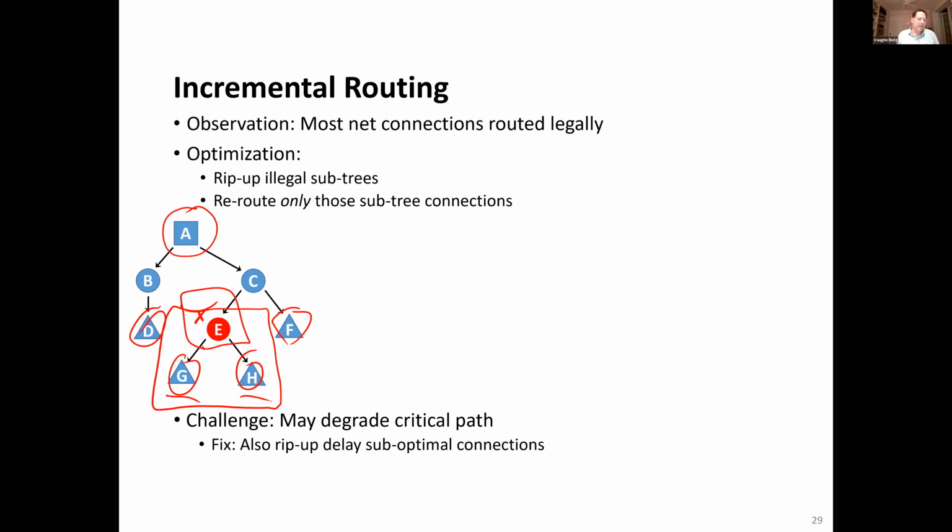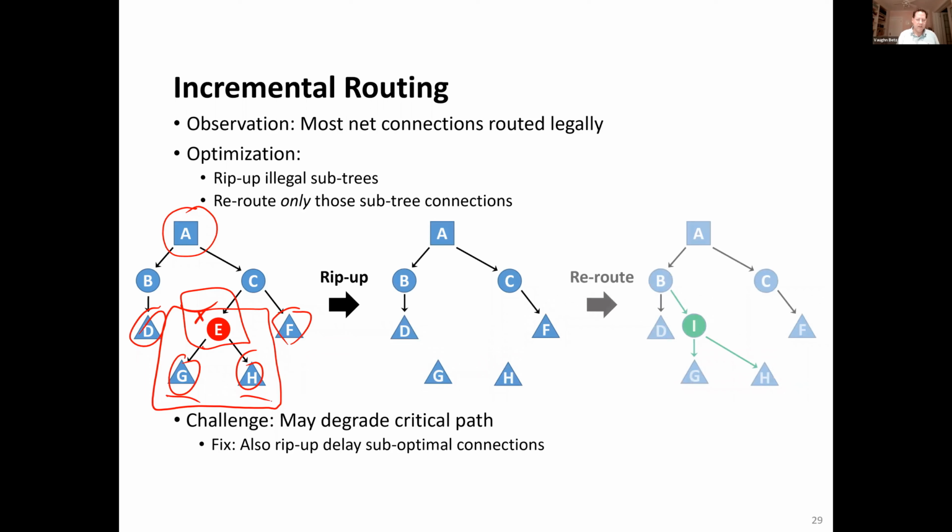The challenge is it sometimes can degrade your critical path because you're limiting your search of how you can reroute this net. So again, we make the tool adaptive by monitoring for that. And if it's finding that we have a problem, we're degrading the critical path, it basically increases the amount of the net that is ripped up.